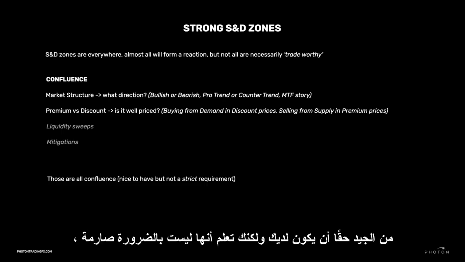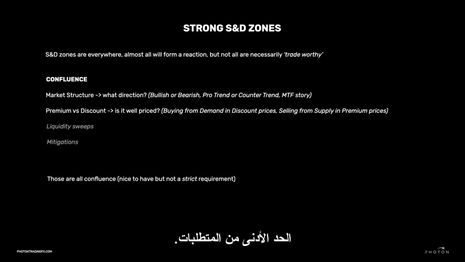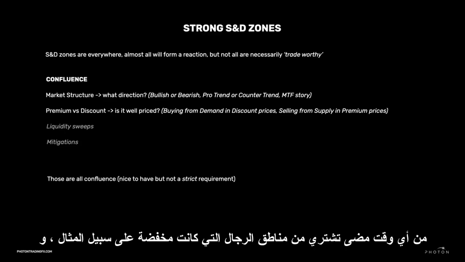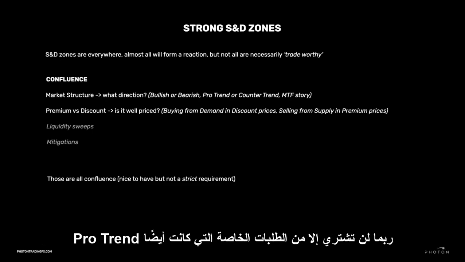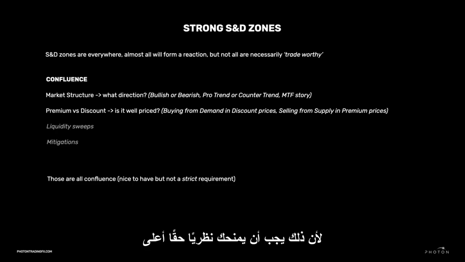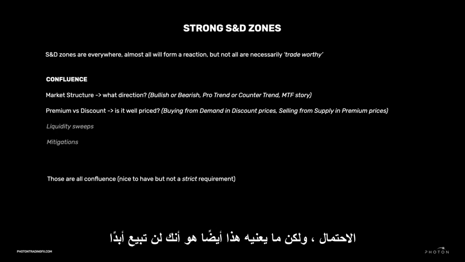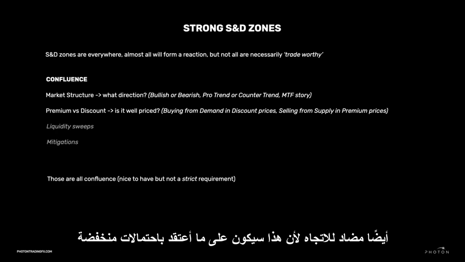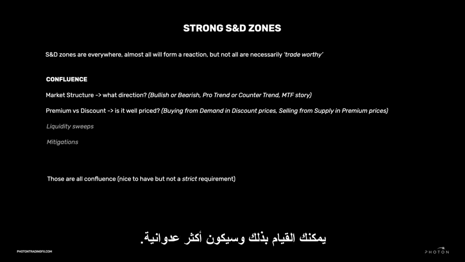Those confluences are really nice to have, but they are not necessarily a strict minimum requirement. What do I mean by that? Well, if they were a strict minimum requirement, then you would only ever buy from demand zones that were in the discount, for example, and perhaps you would only buy from demand zones that were also pro-trend and in the discount, right? Because that should, in theory, give you that higher probability. But what that also means is you would never sell from a supply zone that was in the discount prices, and maybe a supply zone that was also counter-trend, because this would be as low probability as you can make it, and it would be a lot more aggressive.